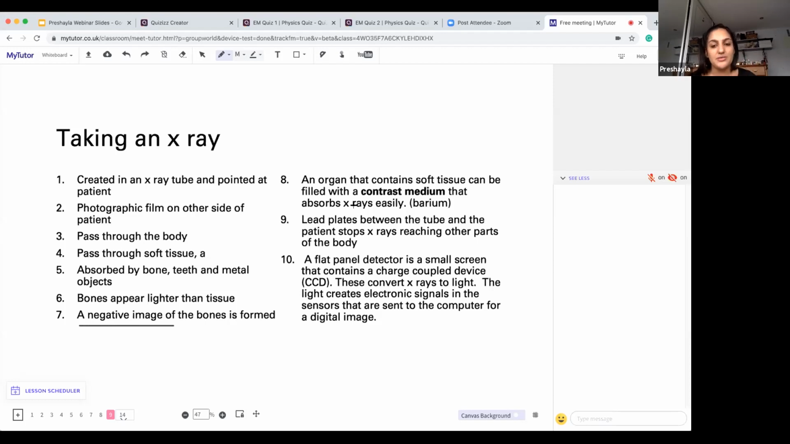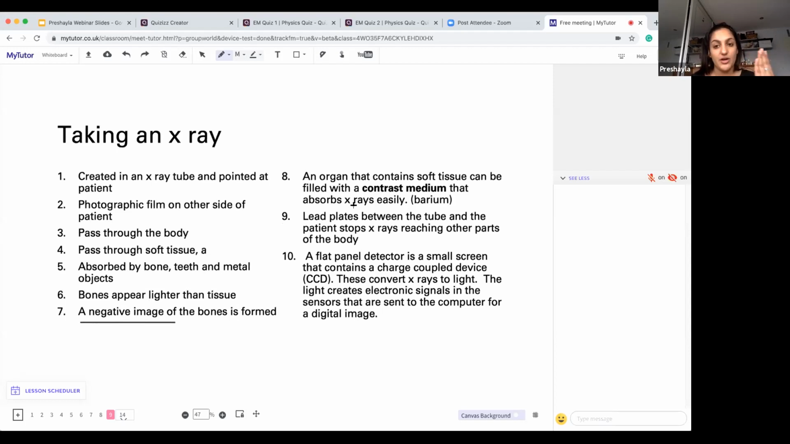So how do we stop X-rays reaching other parts of the body? How do we get just a picture of what we want, of what we care about? Well, lead plates are stuck between the tube and the patient, and these lead plates stop X-rays reaching other parts of the body. So how do we get this image on the photographic film onto our computer?